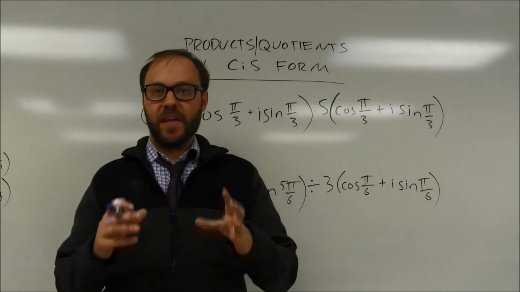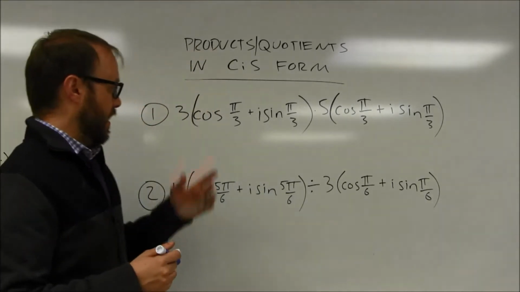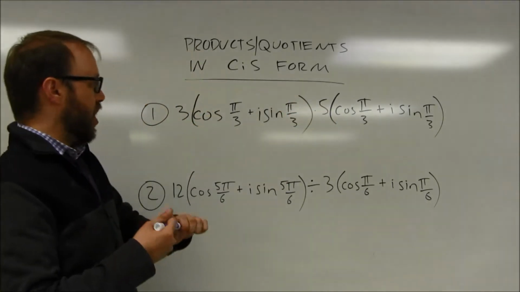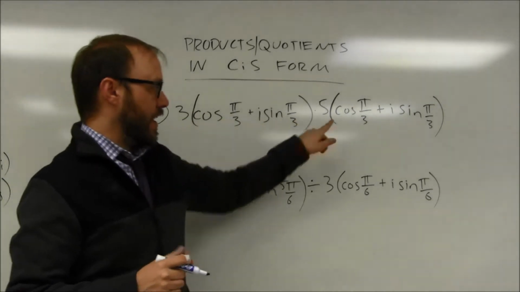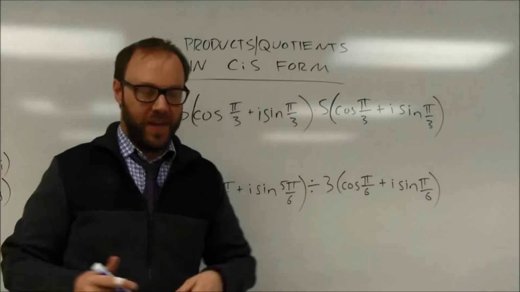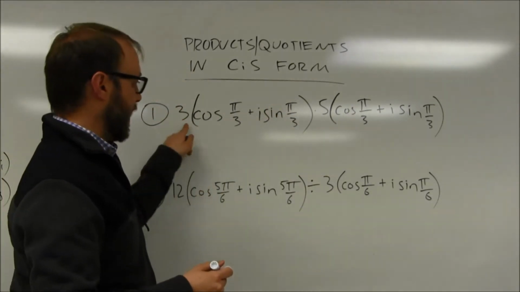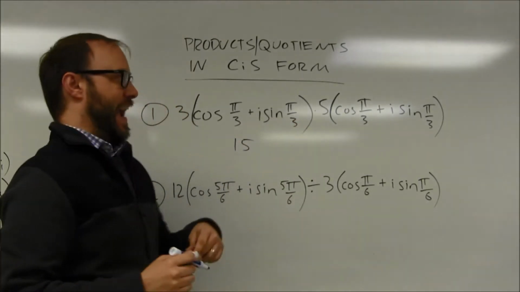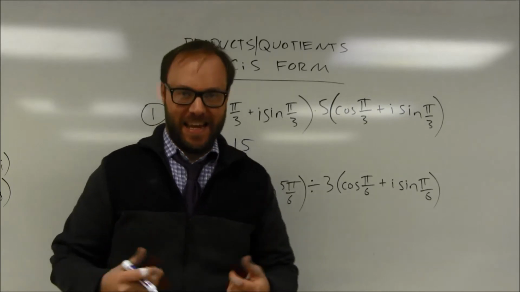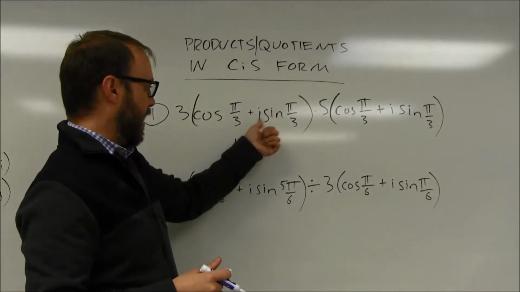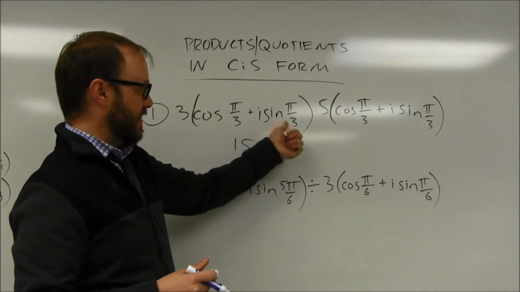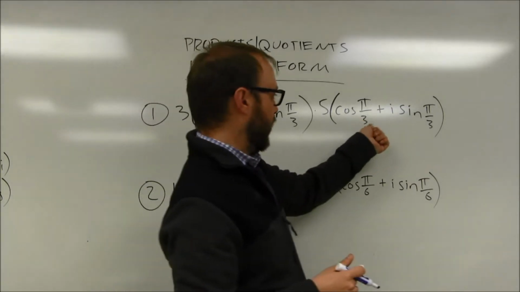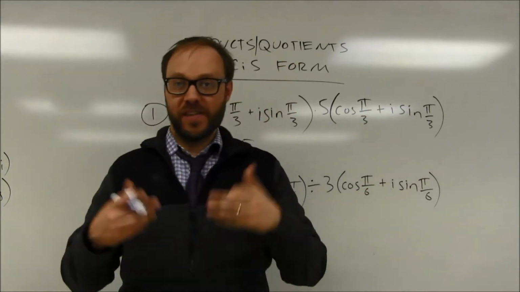If you've written something in cosine i sine form and you want to multiply complex numbers, all you've got to do is multiply the moduluses, or the absolute values. So in this particular case, that would be 15. The angle measures are going to get added. This is at a pi over 3 radian measure, of course, that's 60 degrees. This one also is at a pi over 3, also at 60 degrees.